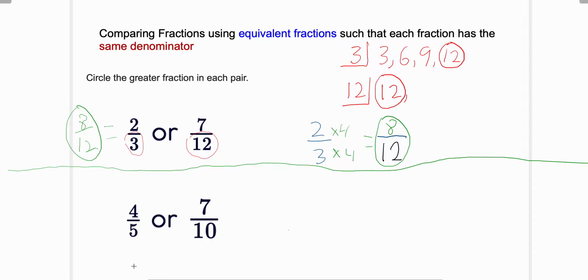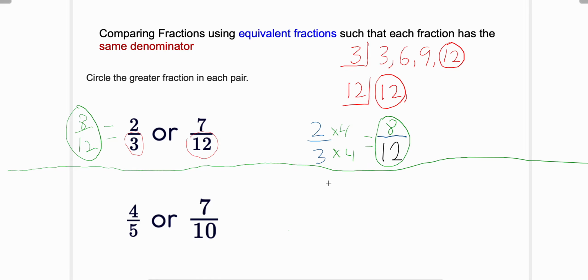Okay, so now we're comparing 4/5 or 7/10. Step 1, look at your denominators. They're different. That's not fair. They should be the same. Okay. Create equivalent fractions such that they have the same denominator.